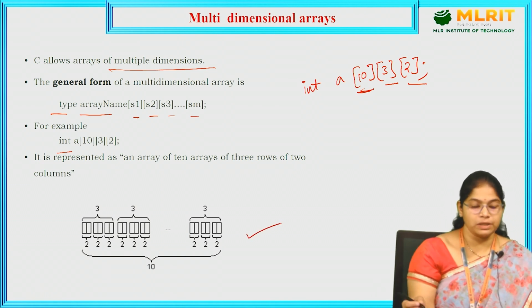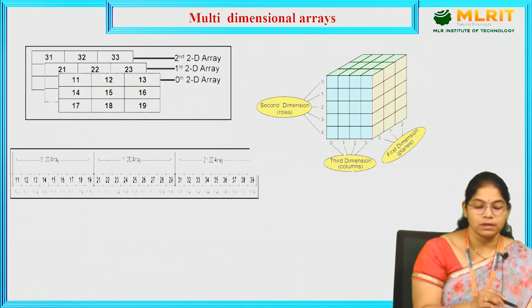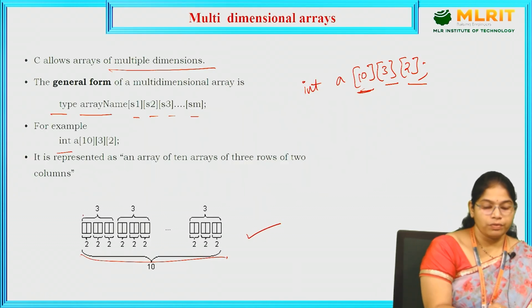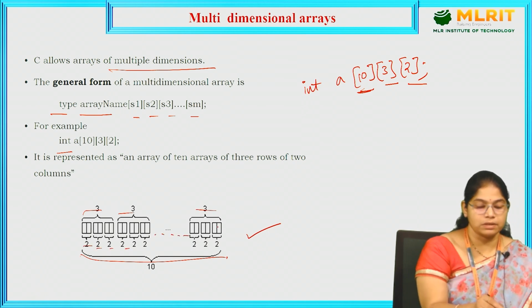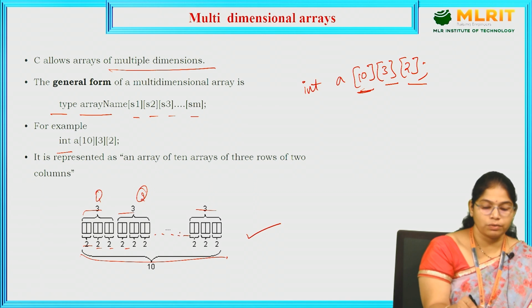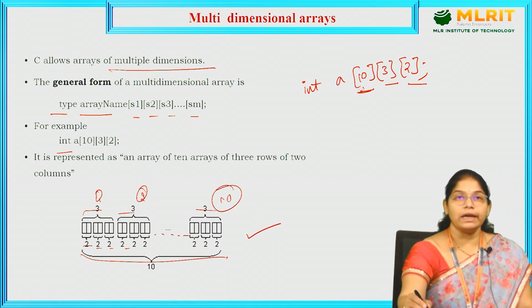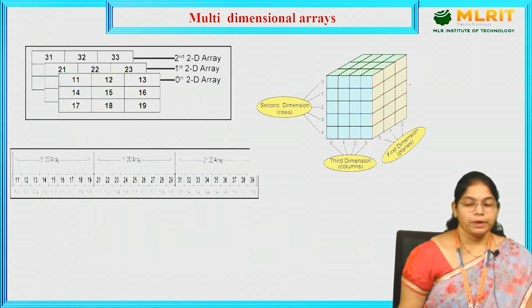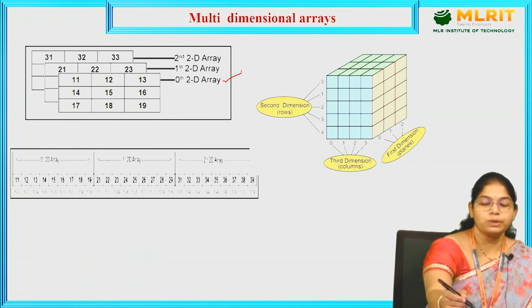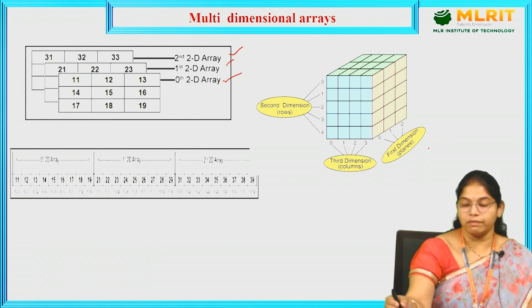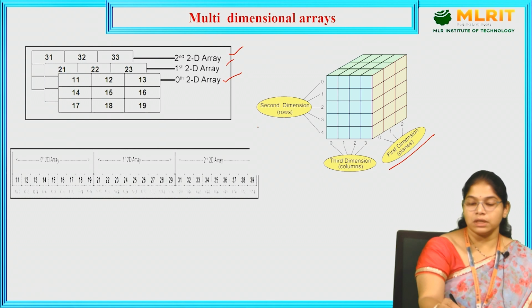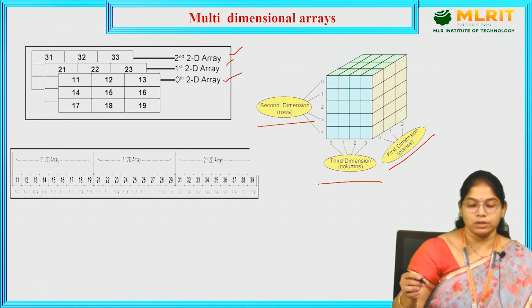Here we have our presentation. It is having 10 arrays of 3 rows and 2 columns. So up to 10. This is the first, second, and so on, up to 10. So in a multidimensional array, this represents 10 arrays of 3 rows, 2 columns. This is a pictorial representation of a multidimensional array. This is the 0th 2D array, first, second. Here we have the first dimension, the second dimension rows, and the third dimension columns.